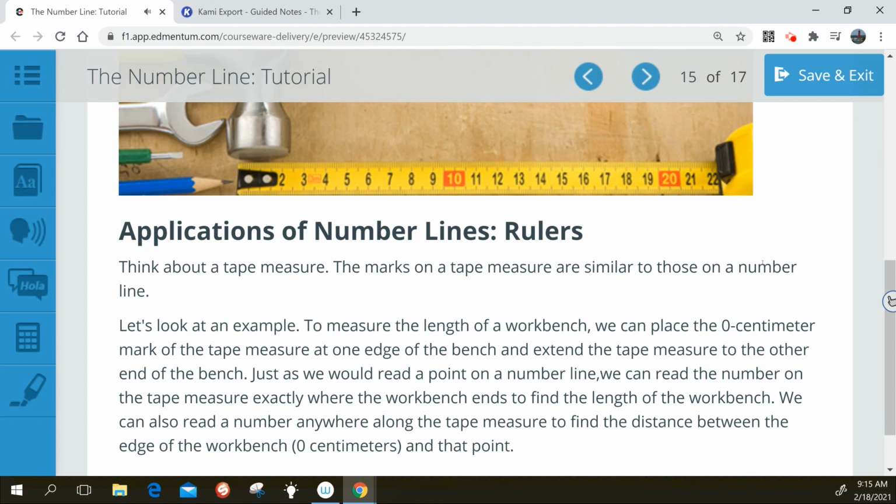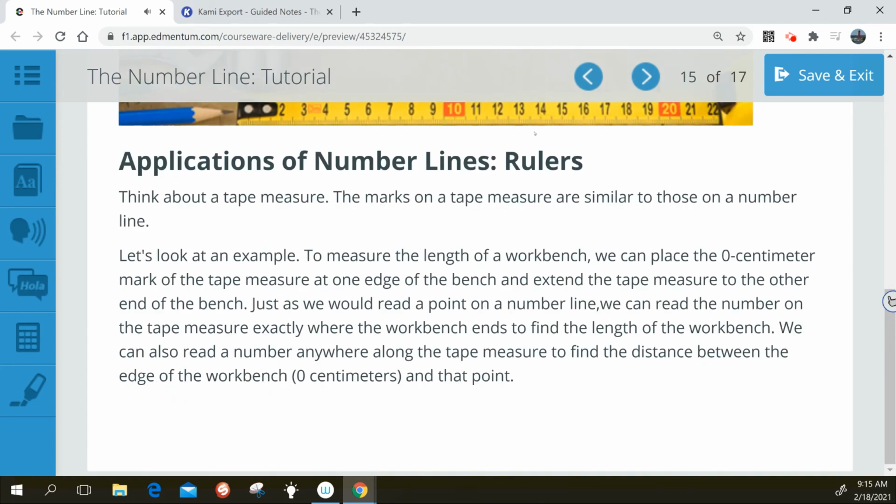Just as we would read a point on a number line, we can read the number on the tape measure exactly where the workbench ends to find the length of the workbench. We can also read a number anywhere along the tape measure to find the distance between the edge of the workbench, 0 centimeters, and that point. All right, go ahead and fill in. Does anybody have any questions about tape measures? I think that's pretty self-explanatory.